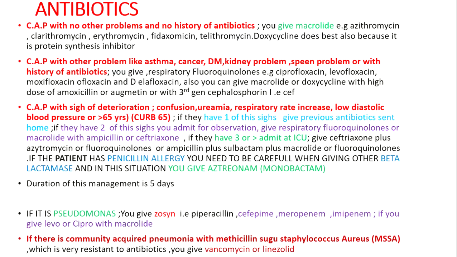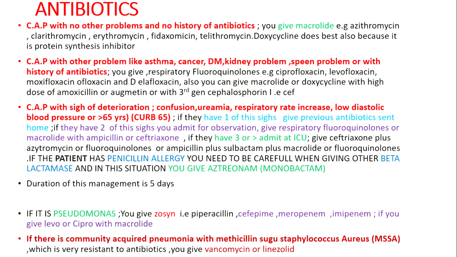Another thing is, if a patient presents with a history of chronic disease or other problem like asthma, cancer, or diabetes, what you will do is you will give a fluoroquinolone such as levofloxacin or moxifloxacin, and also you can give a macrolide or a doxycycline with a high dose of amoxicillin or Augmentin or a third generation cephalosporin.